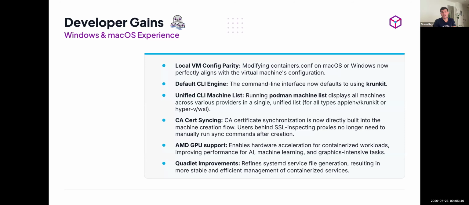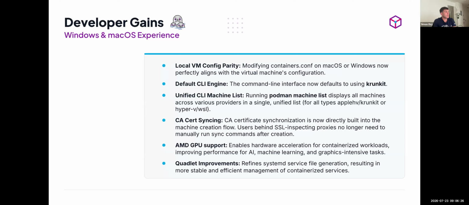Second improvement, the engine now defaults to krunkit. So it's a modern performance foundation for your container workloads, and it's now the default when creating a Podman machine. Third, you have a unified CLI machine list command. So now when you display the Podman machine list, it displays all the machines across various providers in a single list. So this is a good win for us. And we'll be implementing this in Podman Desktop as well. So if you have machines for instance for Hyper-V and WSL, they will be displayed in the same place.